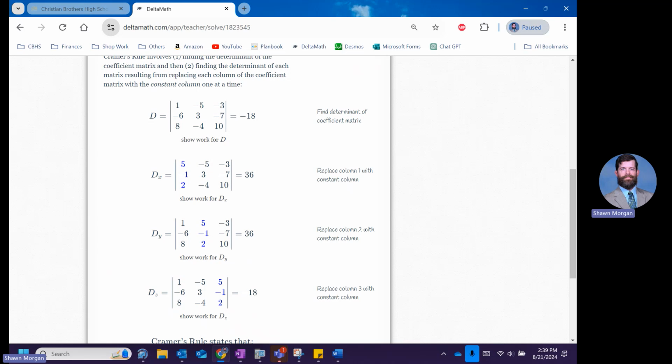And then from that, instead of doing a bunch of division using the determinants, I just jot those numbers down and you tell me, okay, so plumbers, very quickly writing down these determinants. You tell me, what's x going to be, Will? Cramer's rule is dx over d, dy over d, and dz over d.